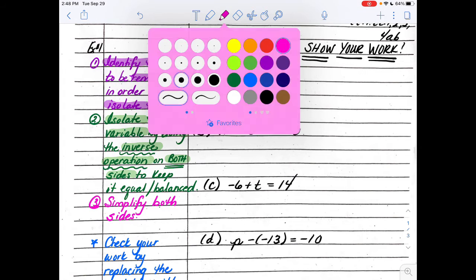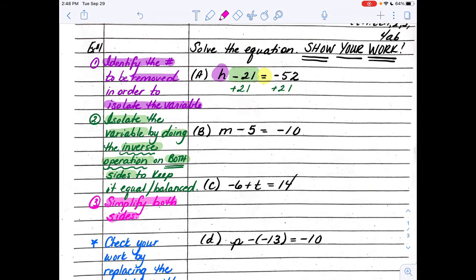Now I need to go ahead and actually simplify both sides. Let's see what remains. Well, you just did a negative 21 and a positive 21. When I add those together, that creates that zero pair I want. So the only thing that's staying on that left side is that letter H. Equals, now I'm adding these two, negative 52 and 21. Well, there's more negatives than positives, so I know my answer is negative. They're on opposite sides of the number line, so I'm going to subtract and get negative 31. Now, my variable is isolated.